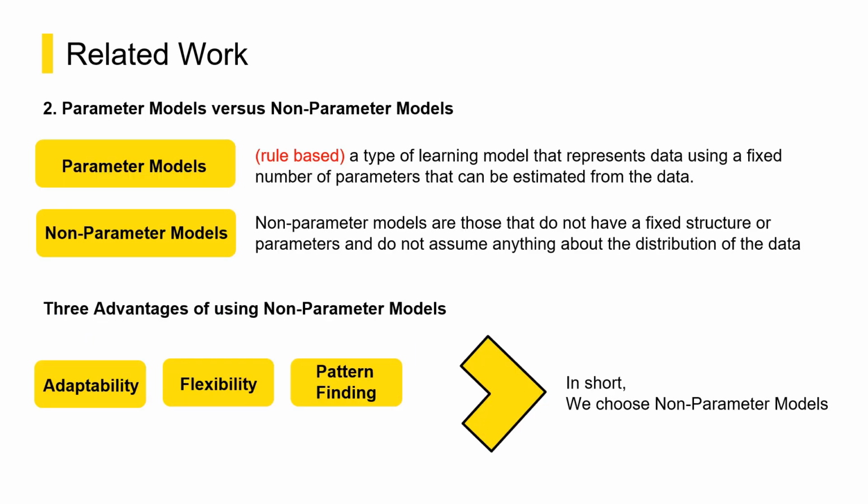And the second part is parametric models versus non-parametric models. Parametric models means it's rule-based, so the parameters are all set before training. But with non-parametric models, we get the parameters from tuning the model. There are three advantages of using non-parametric models. The first one is adaptability. The second one is flexibility. With these two properties, we can find more complex patterns with non-parametric models. So in short, we choose non-parametric models to fine-tune our later models in the whole process.